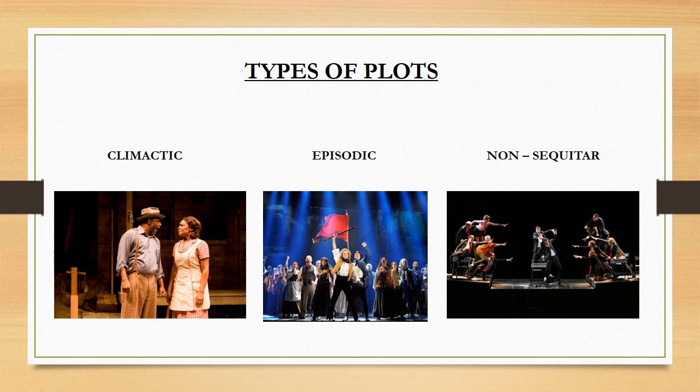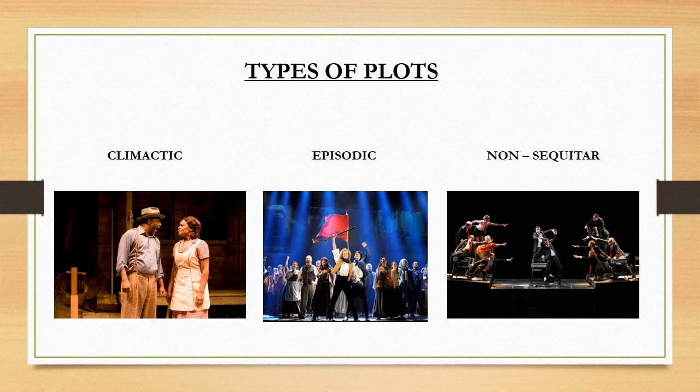So now we're going to talk about some very common types of plots. I've organized them into three distinct types. The first is what we call the climactic type. Here I have an example of the August Wilson play, Fences.